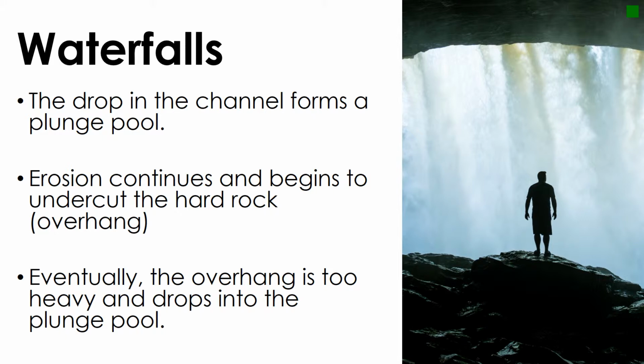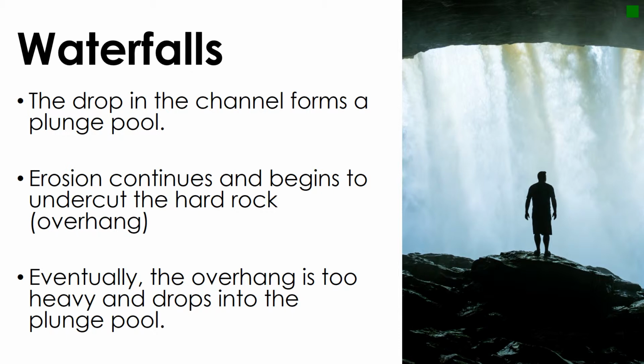Sub-processes of erosion will start to occur in it, such as hydraulic action, when the water forces its way into the cracks, and abrasion. Any material that's been loosened further upstream will then fall into the plunge pool and scour the bottom, making it deeper and deeper. The erosion will actually continue down, but actually back on itself as well. So erosion continues and begins to undercut the hard rock that the water plunges off. That creates an overhang of this hard rock.